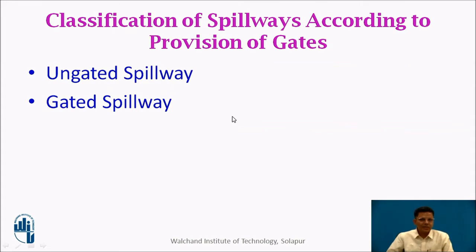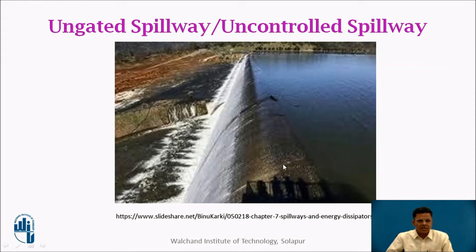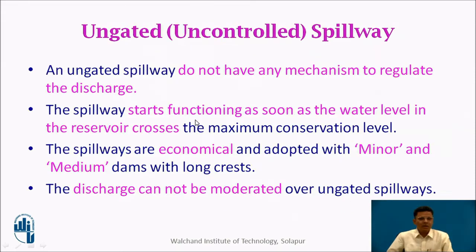We can classify the spillways depending upon the provision of gates as ungated spillway and gated spillway. An ungated spillway does not have any mechanism to regulate the discharge. It starts functioning as soon as the water level in the reservoir crosses the maximum conservation level, that is, as soon as the spillway crest level is crossed by water. Ungated spillways are economical and they are adopted in case of minor and medium dams, but not adopted with the major dams, as the discharge cannot be moderated over the ungated spillway.